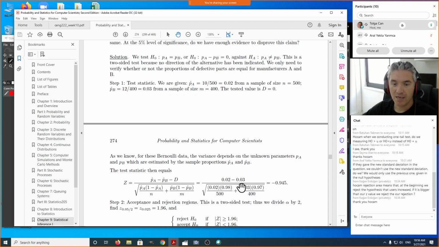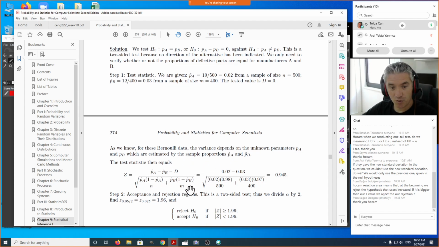But there's a difference of 0.01 here, and what we do here, we don't have any assumptions as to population variance, so we compute the variance of both populations separately. As this is Bernoulli data, the variance depends on the unknown parameters PA and PV, which are estimated from these samples, and we don't assume equality of these proportions. Actually, our null hypothesis was they're equal, so we could have conducted pooled variance here too. So this is one way to do that.